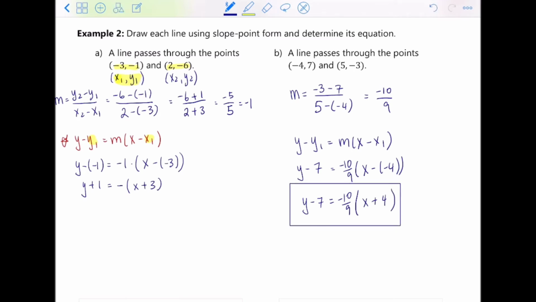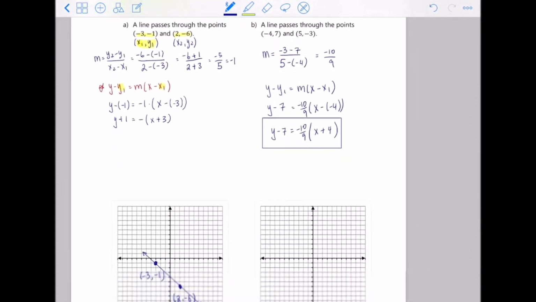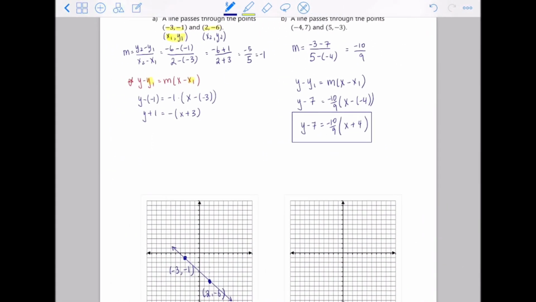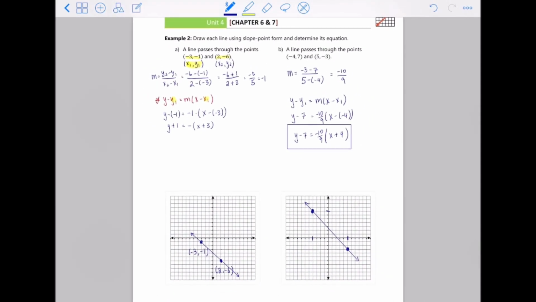We just need to graph this. Let's plot these 2 points here. So negative 4 and 7: negative 4, this is negative 4, then 1, 2, 3, 4, 5, 6, 7, this is 7. So this is our first point, and then we have 1, 2, 3, 4, 5, and then 1, 2, 3 right here, and then we're going to connect it. Ooh, okay, there we go. All right, so that's it.